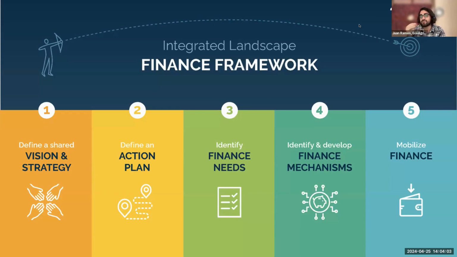And then after that, it's mobilizing finance, but here's the most important thing: it's not necessarily the amount of money that matters. It's really that the money is going to the right places, to the right people, to do the right things.